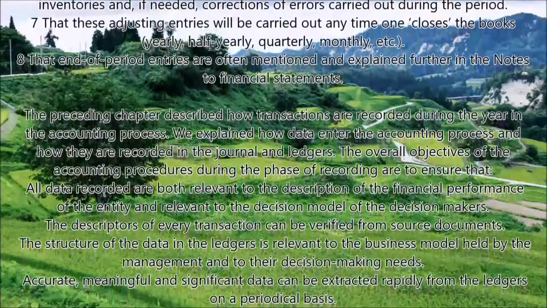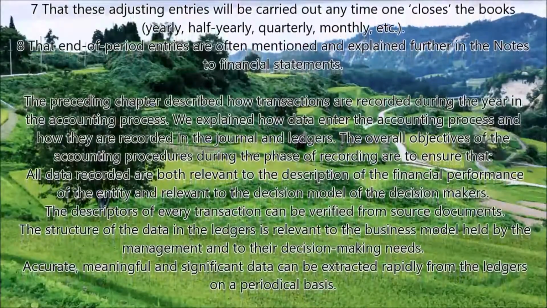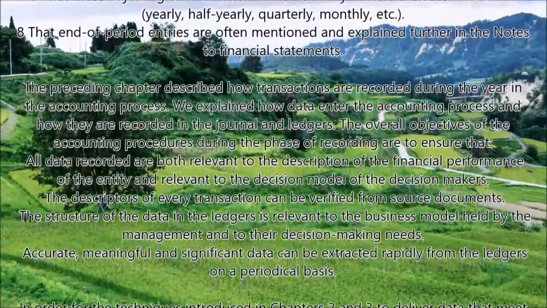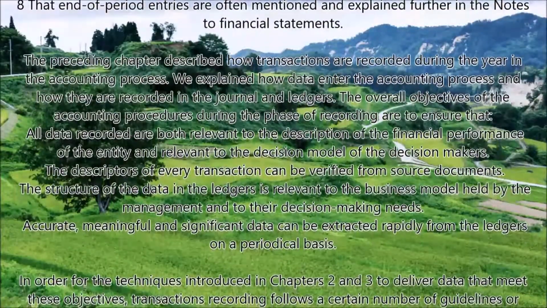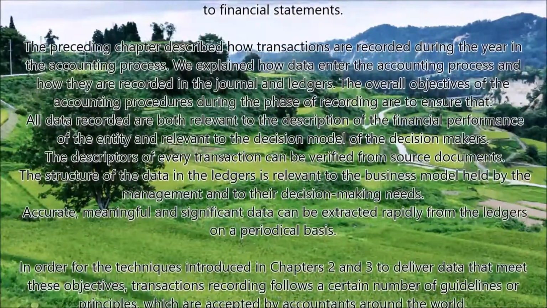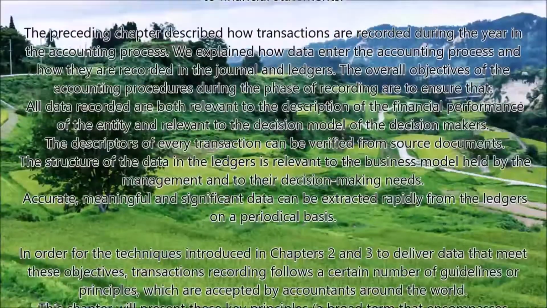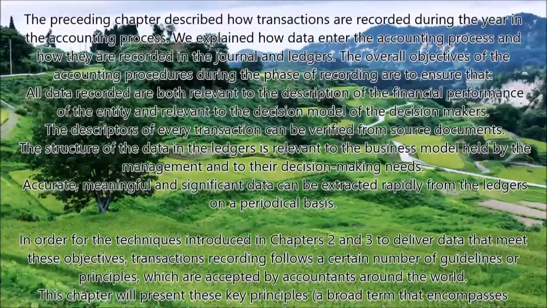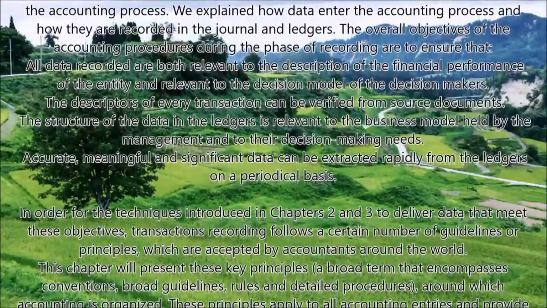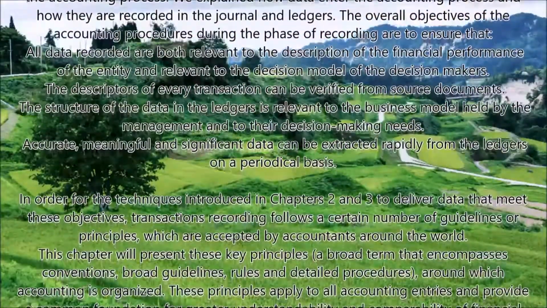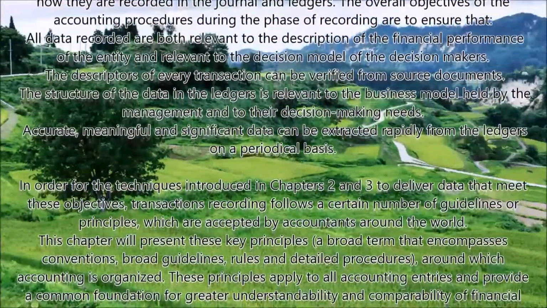In order for the techniques introduced in Chapters 2 and 3 to deliver data that meet these objectives, transactions recording follows a certain number of guidelines or principles, which are accepted by accountants around the world. This chapter will present these key principles, a broad term that encompasses conventions, broad guidelines, rules, and detailed procedures, around which accounting is organized. These principles apply to all accounting entries and provide a common foundation for greater understandability and comparability of financial statements. The matching principle, introduced in Chapter 2, is one of these principles.